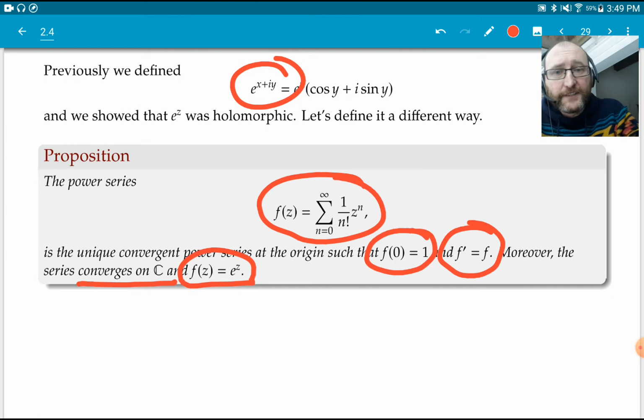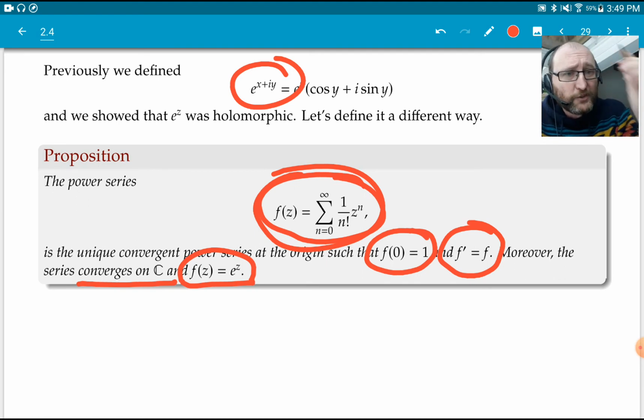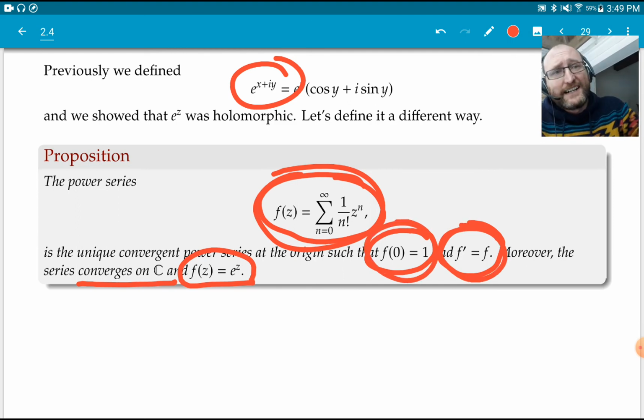So we already have e to the z defined, so we're not really using this to define it. We could have used this to define the exponential, but we're going to show that it's actually equal to our previous definition. Really, the point is that this exponential satisfies these two things as well, and we're going to show that that will mean that it is actually the same thing.